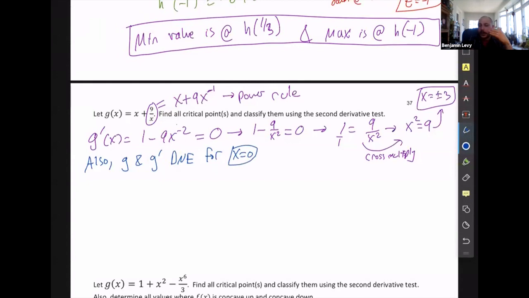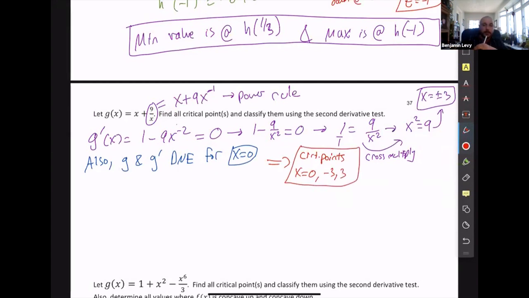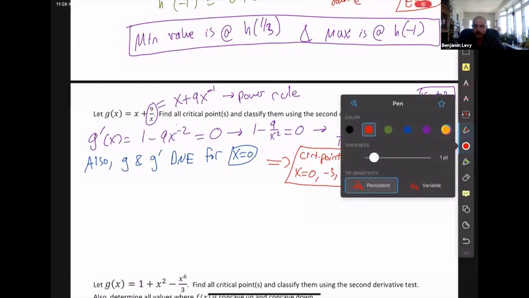And so both the things I have boxed in right now are critical points, or all three of them, I should say. So the final critical points are at 0, which is a discontinuity, -3, and 3, which are probably maxes or mins, or maybe points of inflection. All right, is that okay? We're going to classify them. That's the last step here.